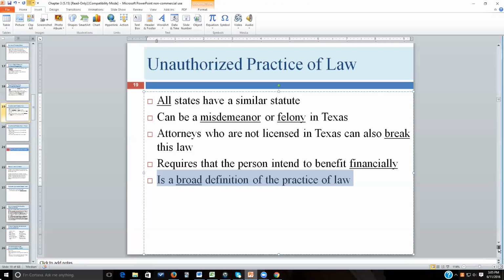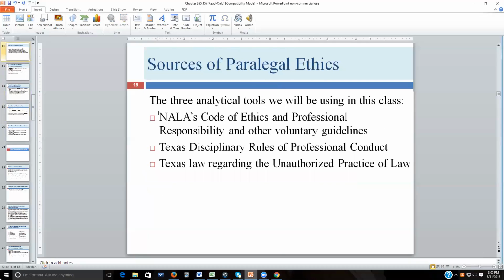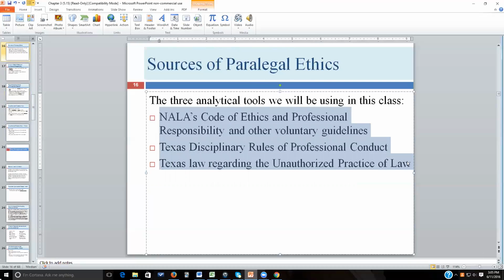So we've gone through the four methodologies that we're going to do for the rest of the class. We've kind of described what those documents are.